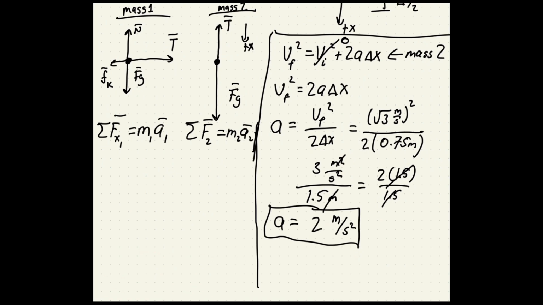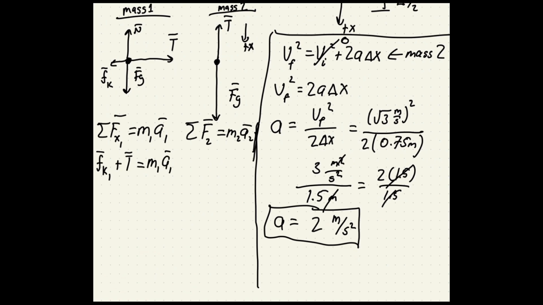Okay, so we have 2 sums that we're dealing with, and these are just the x direction sums. We also have a y direction sum on object 1 that we'll have to deal with. But the forces acting in the x direction are going to be the kinetic friction force on 1, plus the tension force. And that should give us m1 a1, and those are vectors.